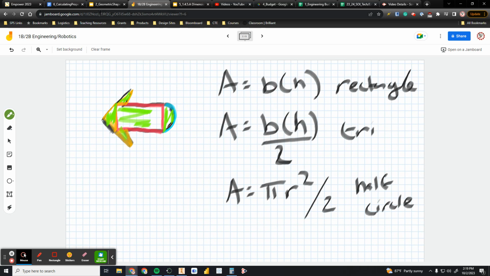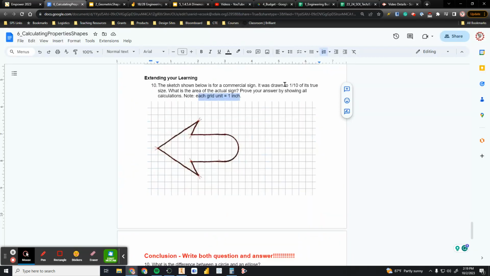But wait, important step. It's 1/10 of its true size. So each grid unit is equal to 1 inch. But whenever you get your final area, you'll then need to multiply the final answer by 10 to scale it up to represent the true size of the sign, because otherwise it's going to be too small. So you'll need to scale this up to represent the true size of this sign.